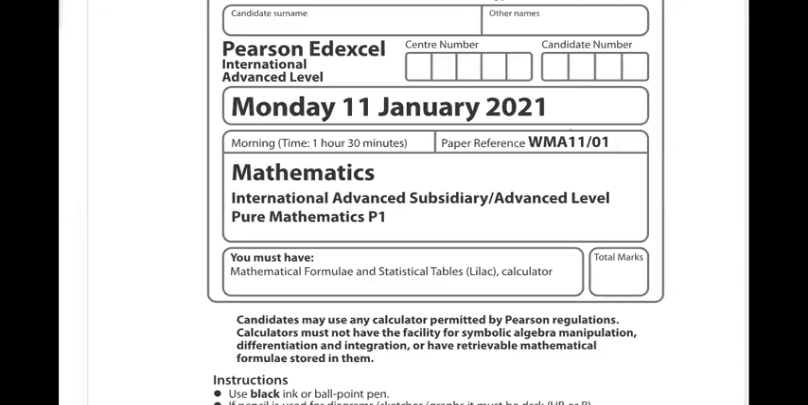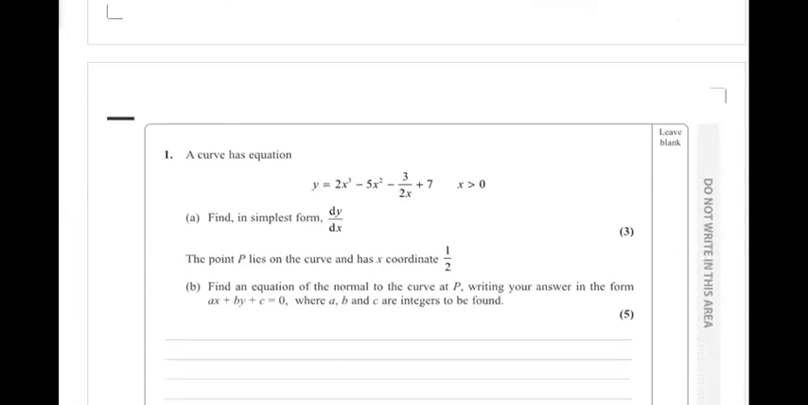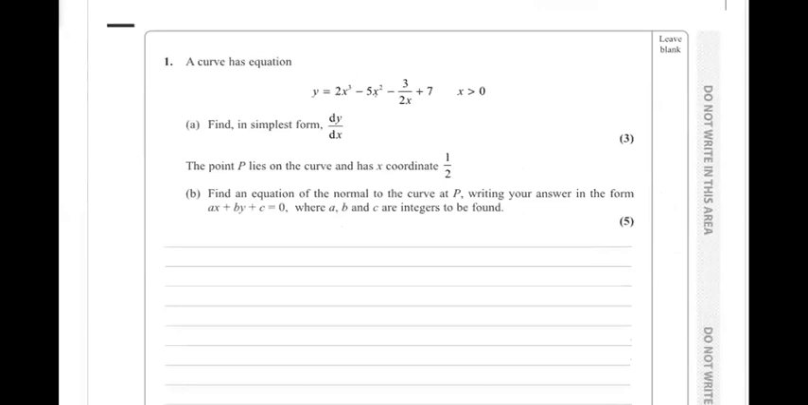In this video, we are going to start solving International Advanced Level Pure Mathematics P1 for January 2021. Let's begin with question number 1. The question is: a curve has equation y equals 2x cubed minus 5x squared minus 3 over 2x plus 7, where x is greater than 0. Find, in the simplest form, dy over dx.